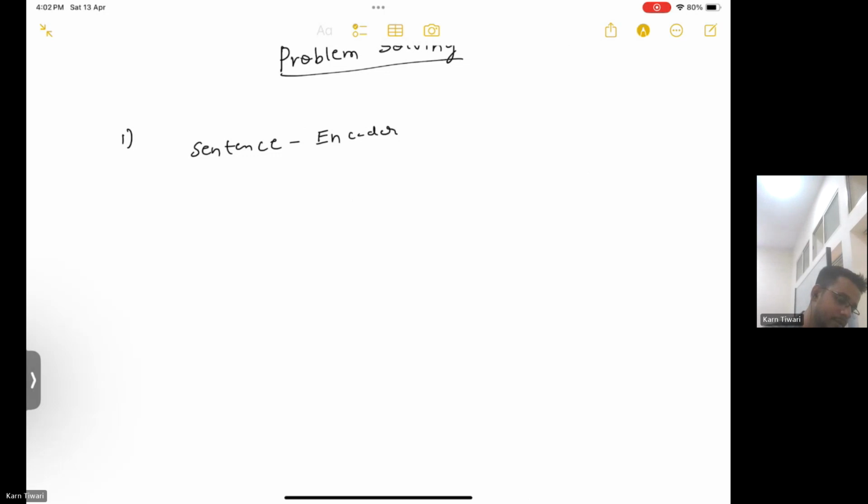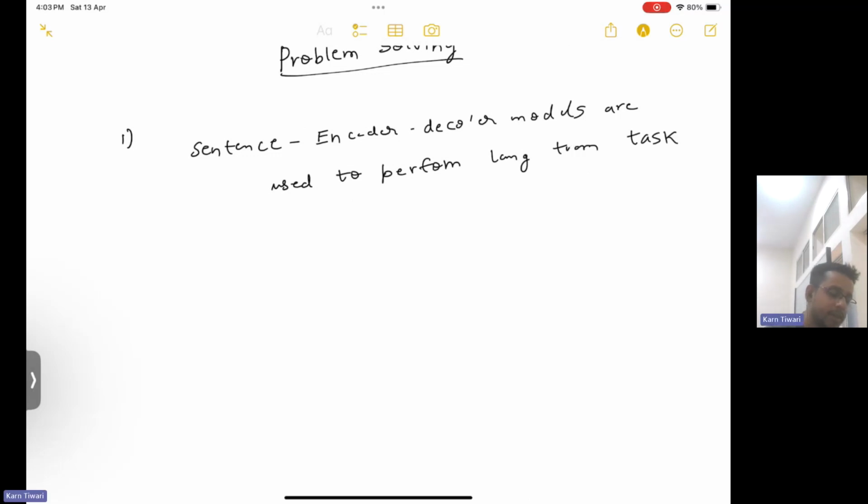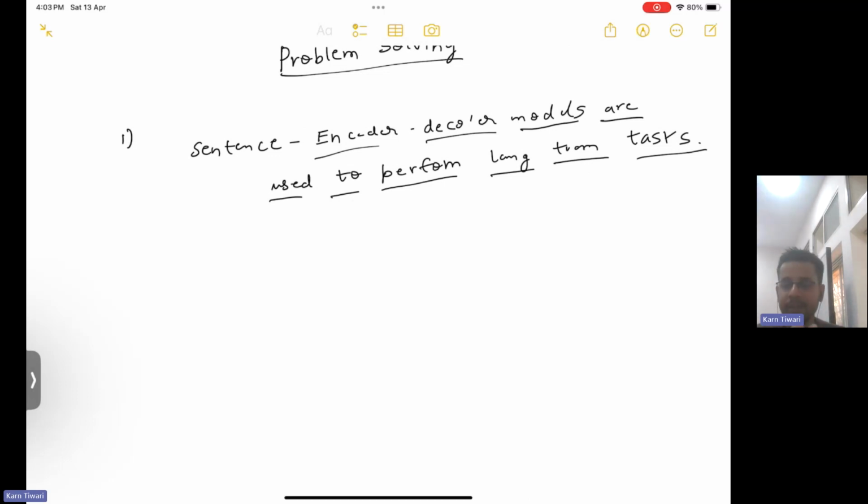Encoder, decoder, models, are, used, to perform, language translation tasks. I have just omitted the small words. So in total 1, 2, 3, 4, 5, 6, 7, 8, 9, 10, a total of 10 words are there. But we also have 2 more words, the start and end tokens, the go and end words. So in total we have 12. The vocabulary size for this sentence is 12: 10 is the number of words plus 2 for start and end.